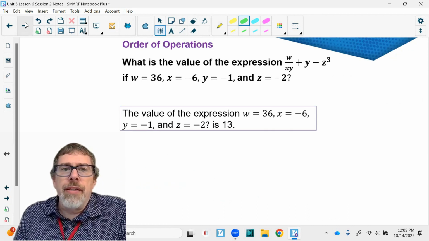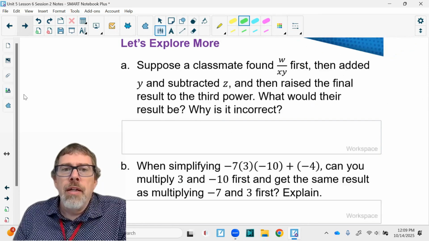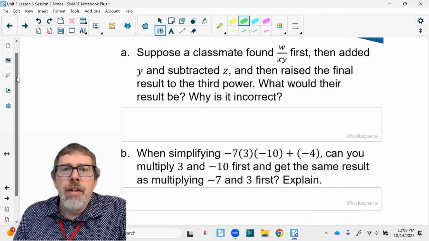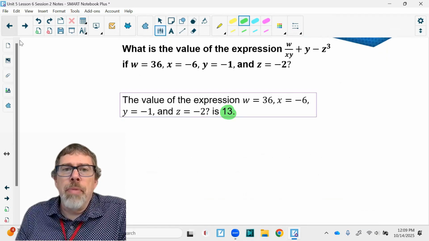So now it says, what is the value of this expression? Well, they're just asking the same thing over and over. We got the answer already. It is 13. And now we're going to move on to here. Now it says, suppose a classmate found W over XY first. Okay, now let me go back here. I'll do that on this page.